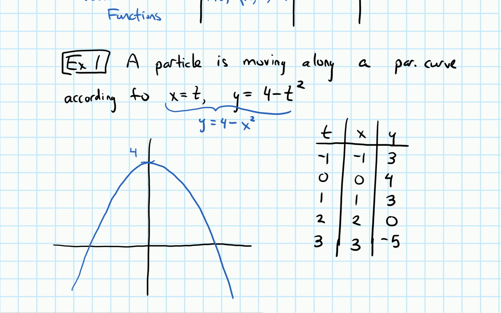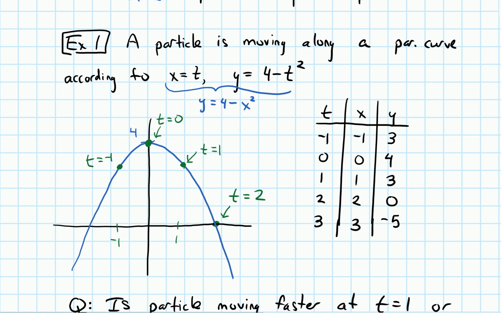If we start to plot some of these points, when t equals -1, we're at the point -1 for x, and the y value there is 3. When t equals 0, we're at the point 0, 4, which is the top of the parabola, the vertex. When t equals 1, we are at 1, 3. When t equals 2, we're at the point 2, 0, so that's on the x-axis. And then t equals 3 would be significantly lower than the other points, because the y-coordinate dropped all the way to -5. So the direction that my particle is moving in is this way along the curve. I'm drawing in some direction arrows to indicate what direction this particle is moving.